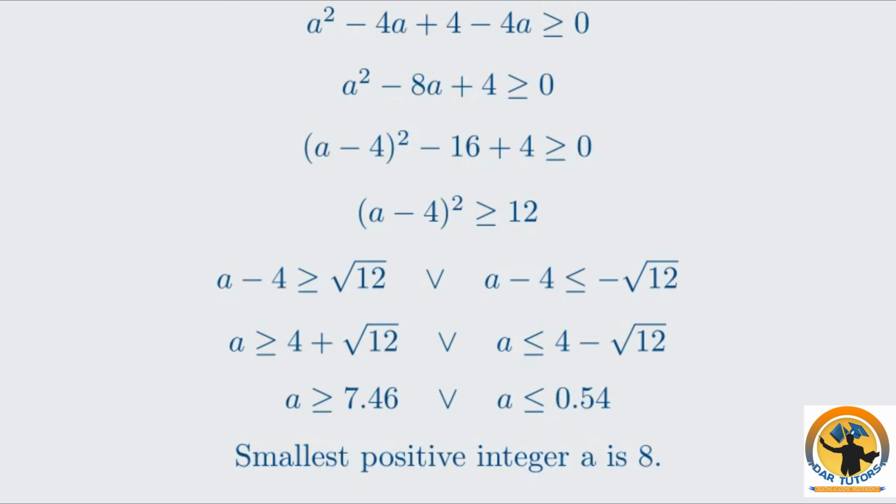However, the question asks for the smallest positive integer, a, for which the equation has real solutions. The value a equals 1 gives a discriminant of 1 minus 8 plus 4 equals minus 3, which is negative. This means the equation has no real solutions for a equals 1. The smallest integer that satisfies the condition is 8.